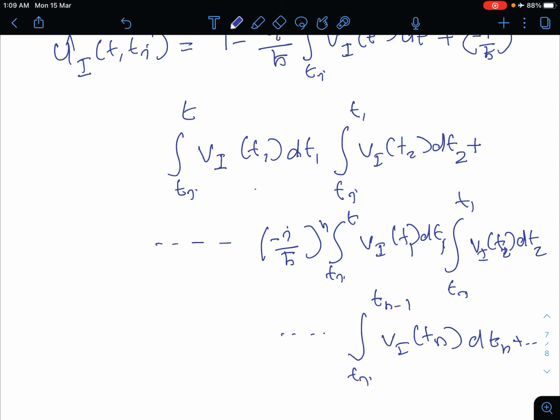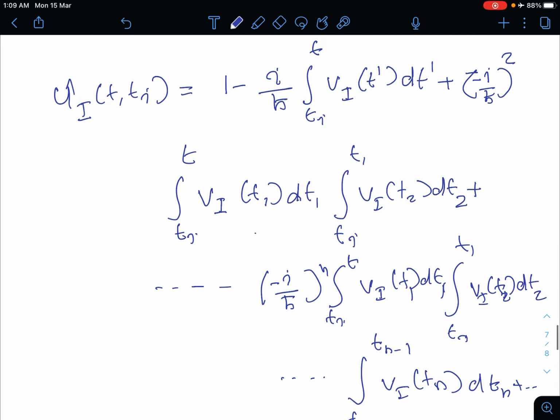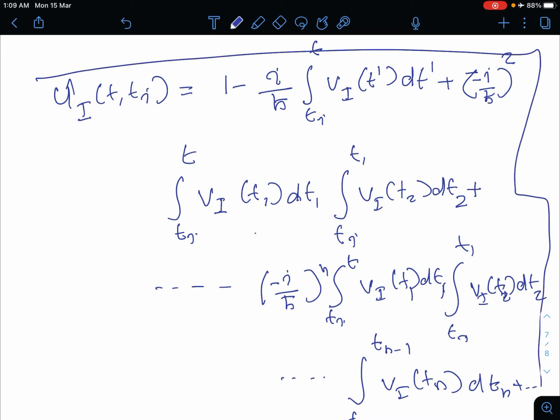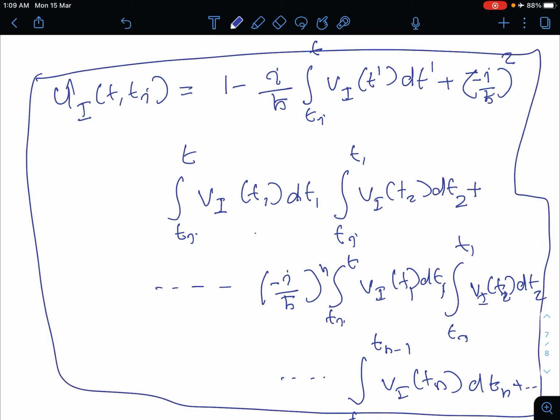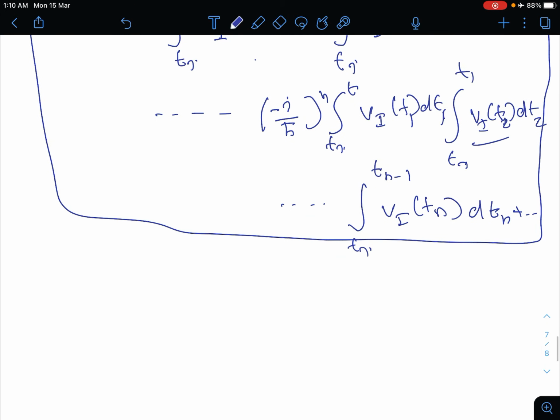So you have a long chain of approximations. This is the second order approximation, this is the nth order approximation, and so on. So this series is usually known as Dyson's series. Is it clear? Just check it.